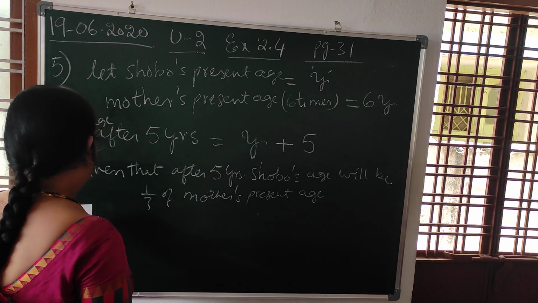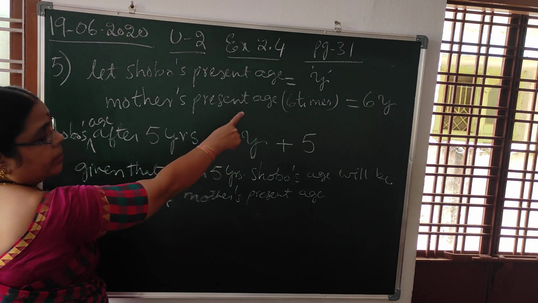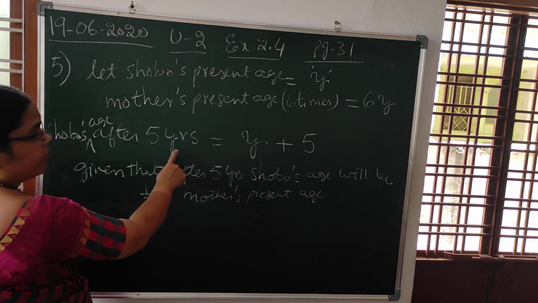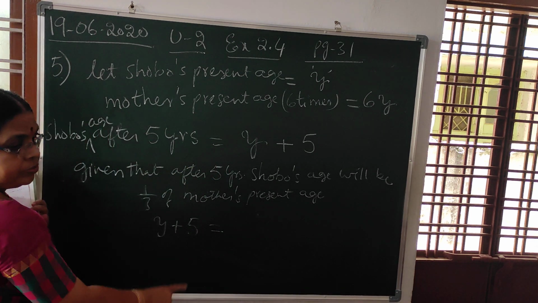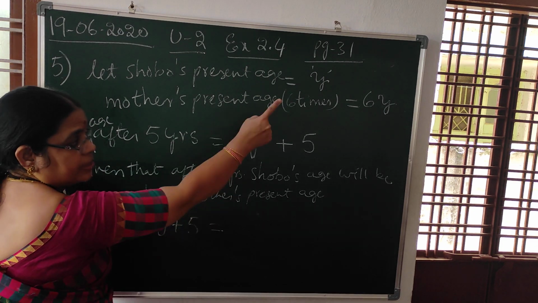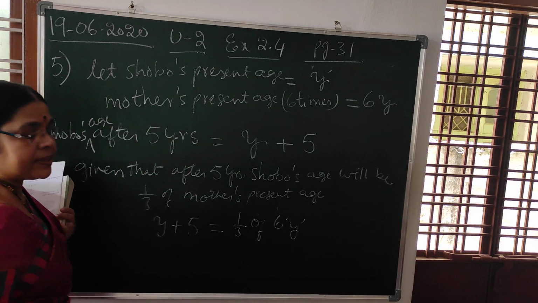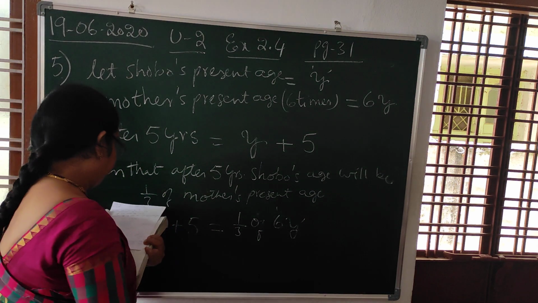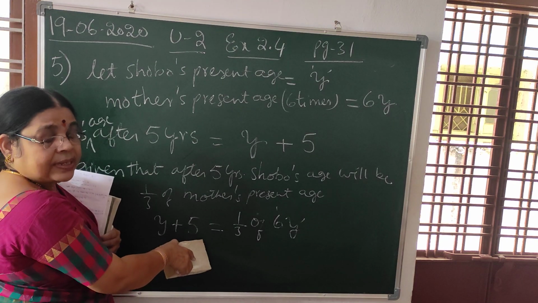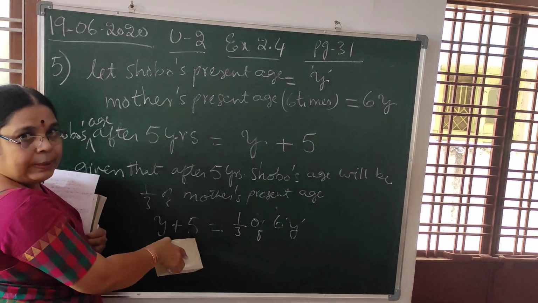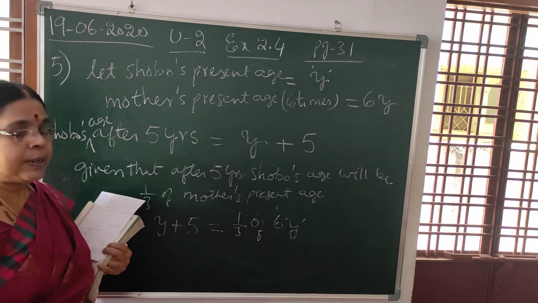It is given that after 5 years Shobo's age will be 1/3 of mother's present age. Mother's present age is 6y. After 5 years, what is this boy's age? y plus 5. So after 5 years this boy's age is 1/3 of his mother's present age, which is 6y. Now you have to frame the equation. After 5 years this boy's age will be y plus 5, and he is going to be 1/3 of his mother's present age.